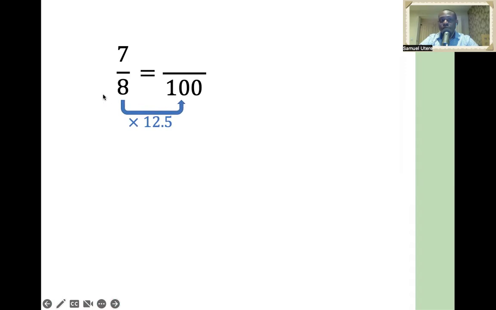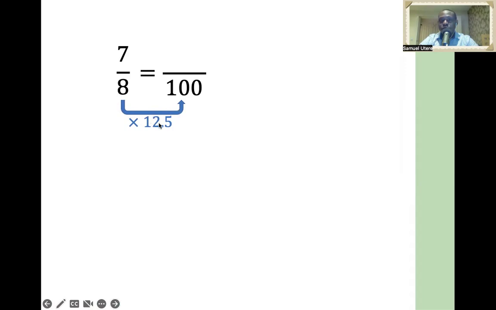So for 7/8, we'll say, well, it's not going to be a whole number because we cannot think of a whole number that we can multiply 8 by to make the denominator 100. But remember what I said. You could work that out by doing 100 divided by 8. You will find out that the number is actually 12.5.